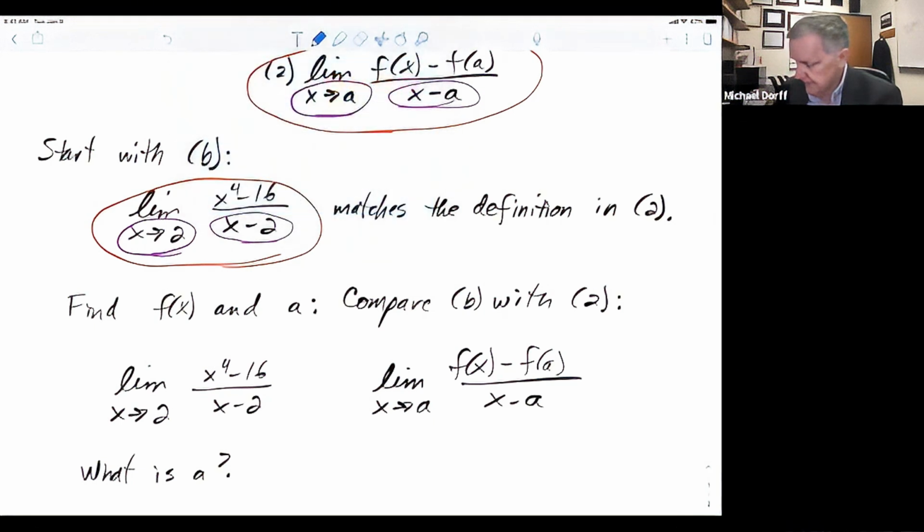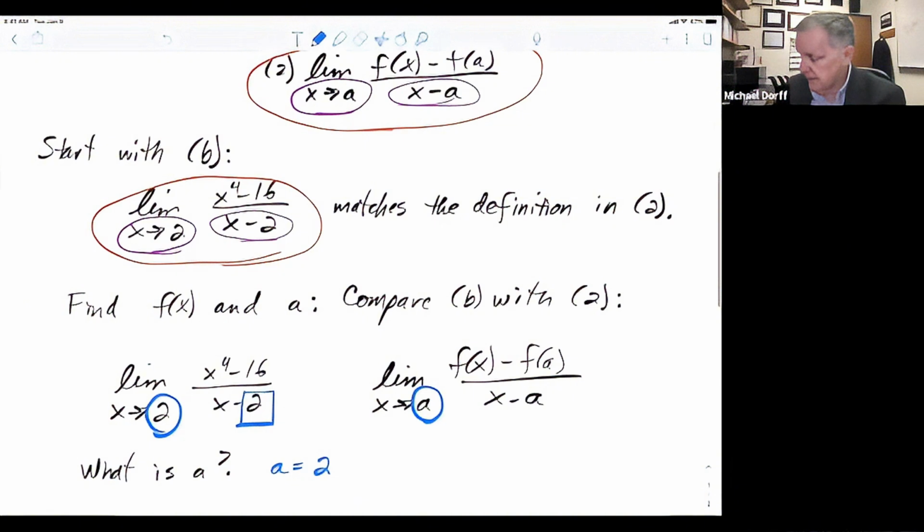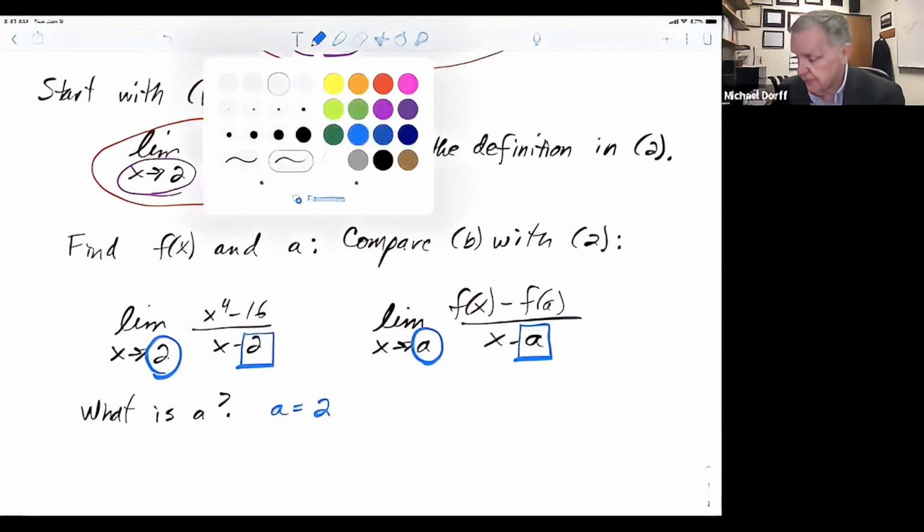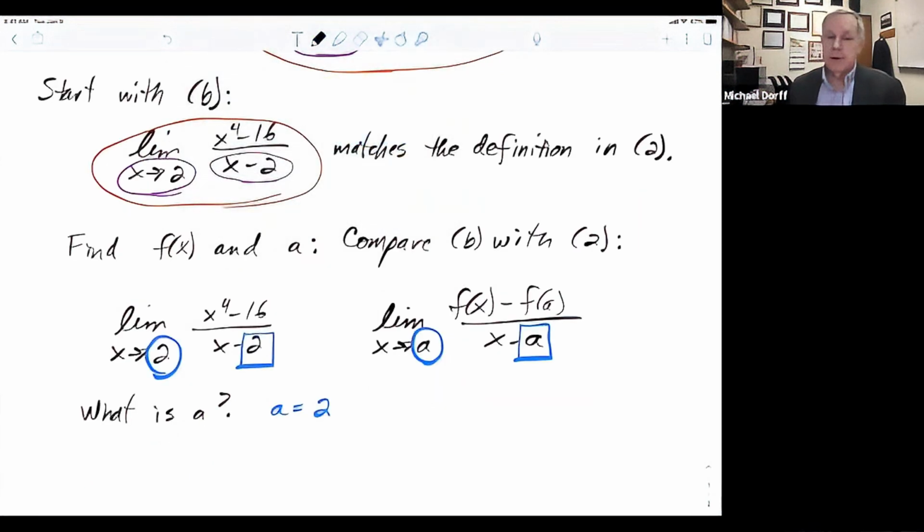If I look at these, there are some signs that tell me what it is. First of all, I have x going to 2 on the left here, and on the right, the formula for number 2 is x going to a. That suggests that a is going to equal 2. Another hint is that in the denominator on the left, we have x minus 2, and on the right in the denominator we have x minus a. That also suggests that a is 2. We're going to guess what these are using logic. I'm fairly confident that a is equal to 2, but once we figure out what f is, we'll go back and check it to make sure that it all works.